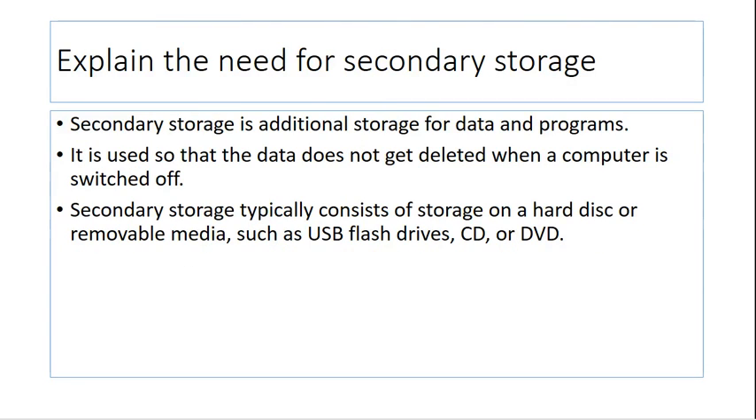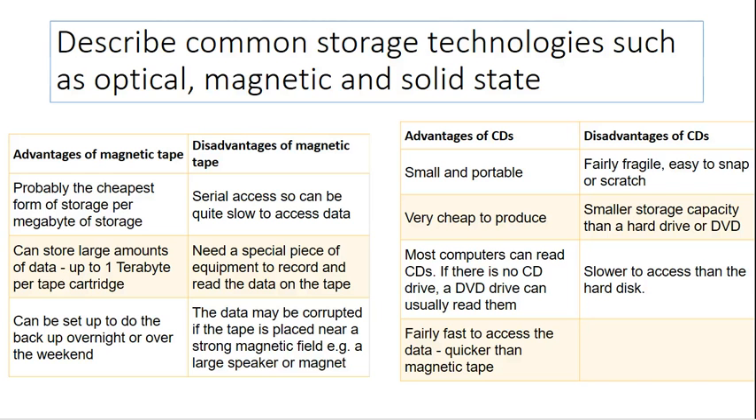So secondary storage is additional storage for data and programs. It's used so that data doesn't get deleted when a computer is switched off, which straight away means we're looking at non-volatile memory. So for example, being able to store a backup, being able to store different documents. If you get given that as an exam question, you need to make sure that you give a specific answer. Don't just write "for backups" or "for operating system". Be specific. Secondary storage consists of storage on a hard disk, and removable media such as flash drives, CDs or DVDs.